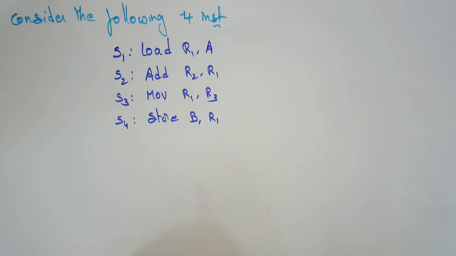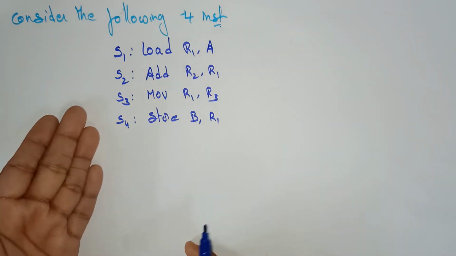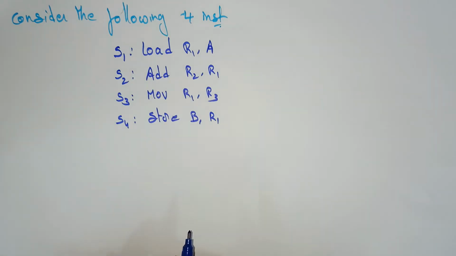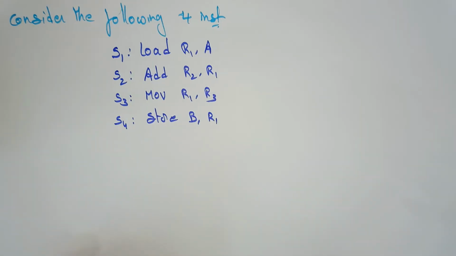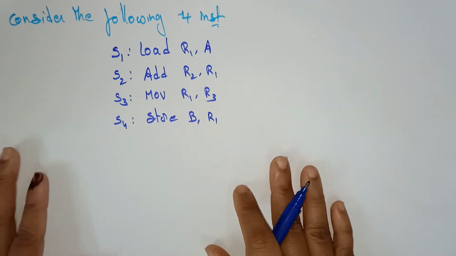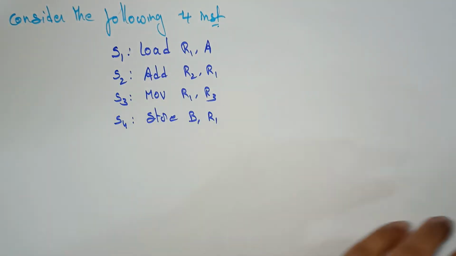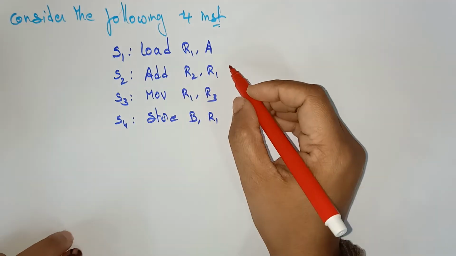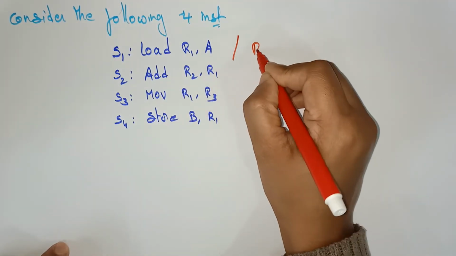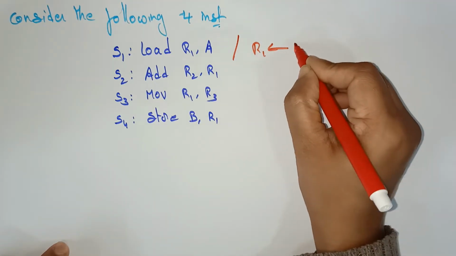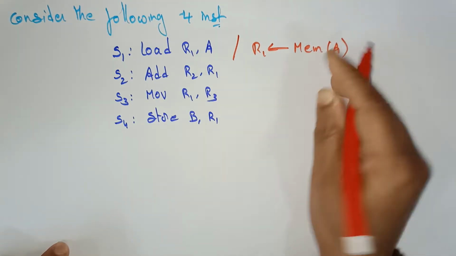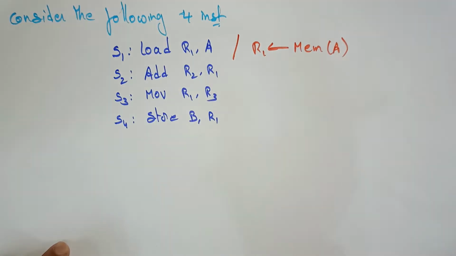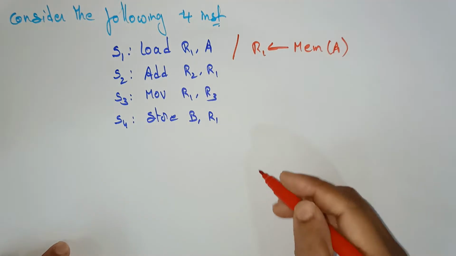I'm going to check whether these 4 instructions are following what type of dependency. So let's try to identify what's happening here. What is the meaning of the first equation? Here, in R1, we are trying to load the value of memory location A. Some data is there in the memory of A, and we are moving it to the R1 register.